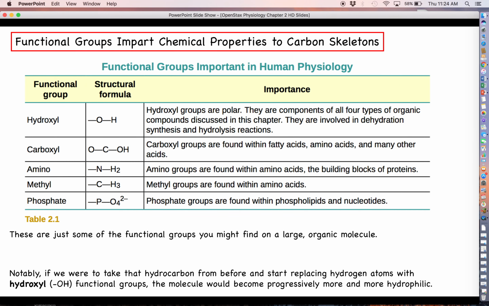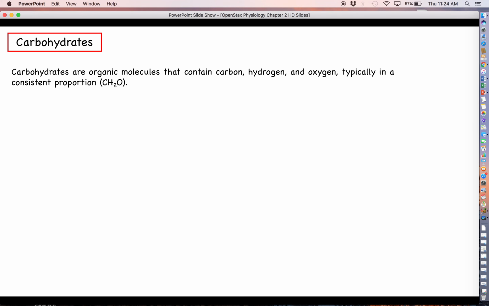And whatever functional groups you have attached is going to determine what the chemical properties of that molecule are. So the specific example I mentioned earlier is that if we took that heptane or octane molecule from before and we start taking off hydrogen atoms and replacing them with hydroxyl groups, the molecule would become progressively more and more hydrophilic because you're making it more and more polar.